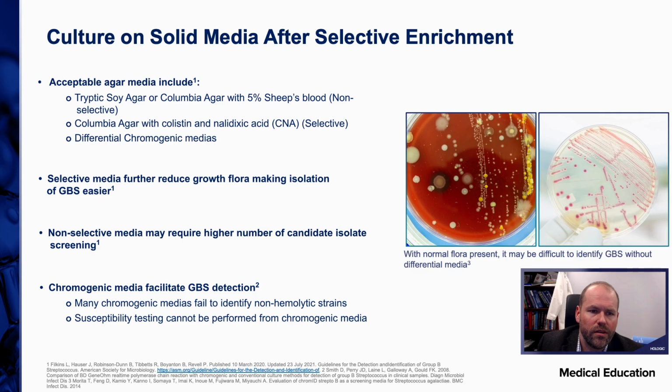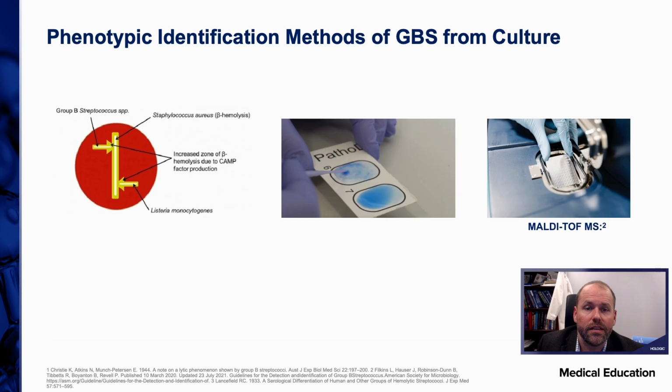And something else that we've been discussing is phenotypic identification methods. So when we think about phenotypic identification methods for group B strep from culture, we really range from what we currently do in most laboratories as MALDI-TOF, right?